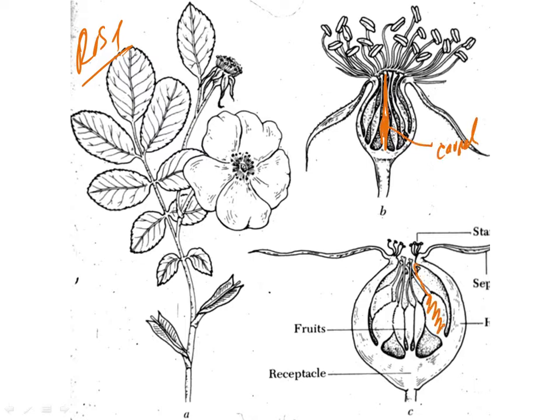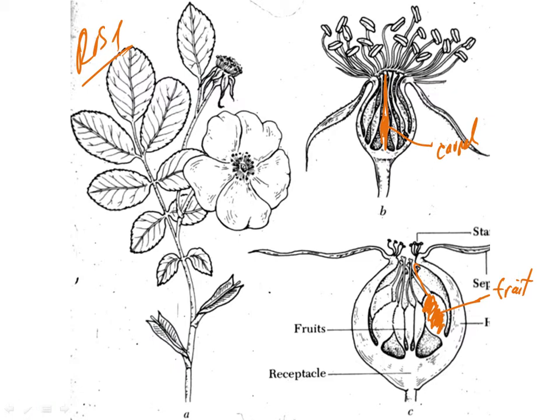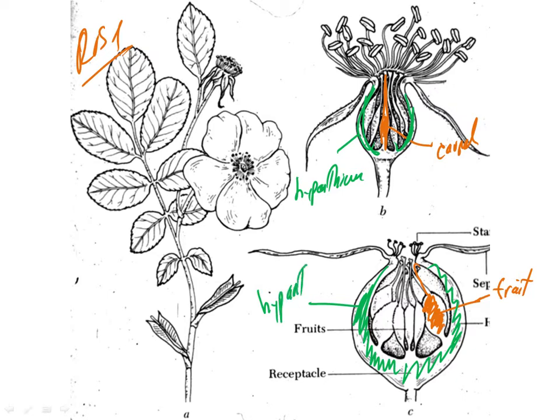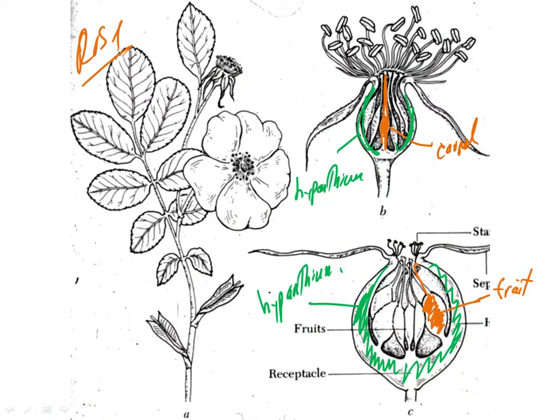Here is the carpel developed into a fruit. That technically here is the fruit. All roses have very unusual kinds of fruits. The hypanthium here, there it is, the hypanthium in the flower, and here it is, the hypanthium in the fruit. And this flower is perigynous.